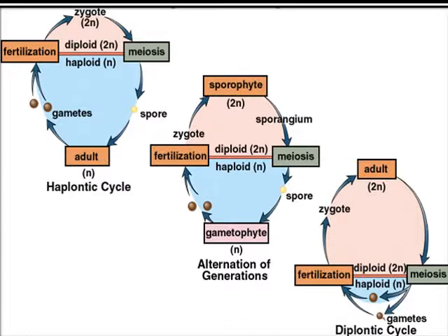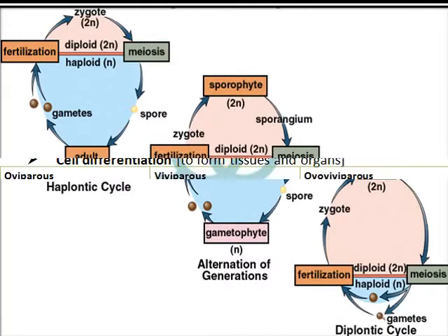Alternating means one generation is haploid, then diploid, then haploid, then again diploid. So this way the cycle is going on. So that's why we call it alternation of generation.